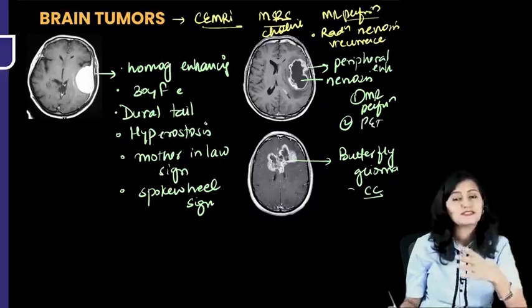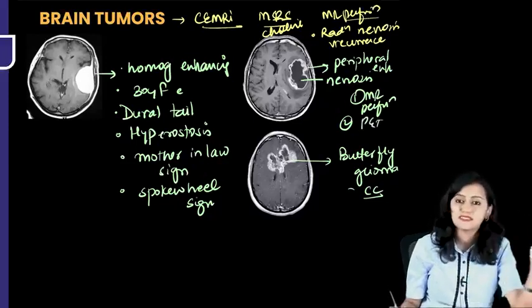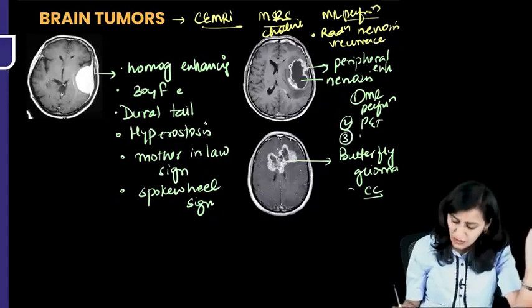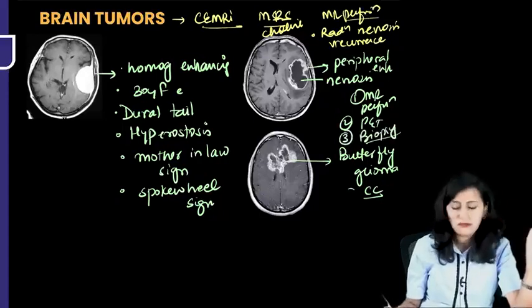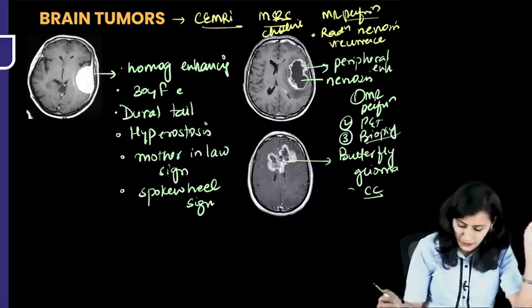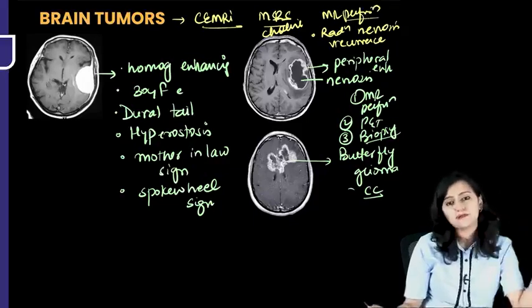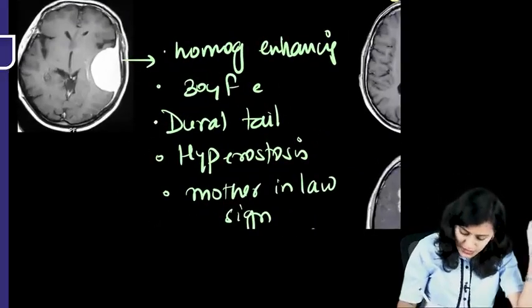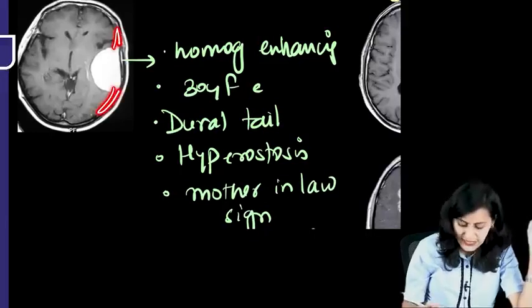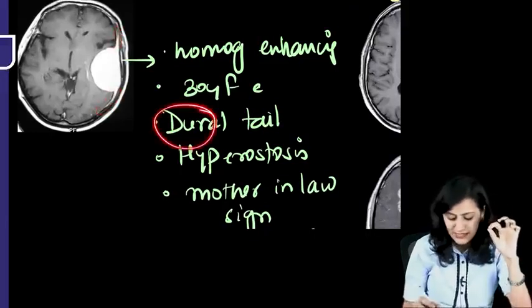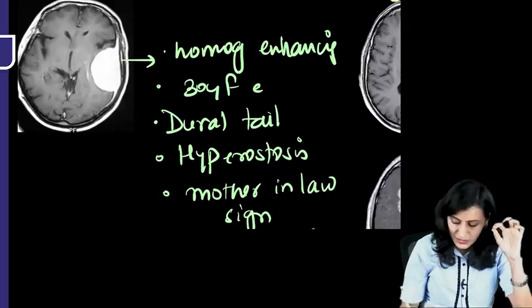Second is PET scan, tumor will have increased uptake, necrosis is dead, no uptake. And the gold standard, of course, is going to be biopsy. The gold standard will be biopsy. So coming to individual brain tumors here, first one, which has this dural tail sign. Remember, dura is meninges, meninges is meningioma.